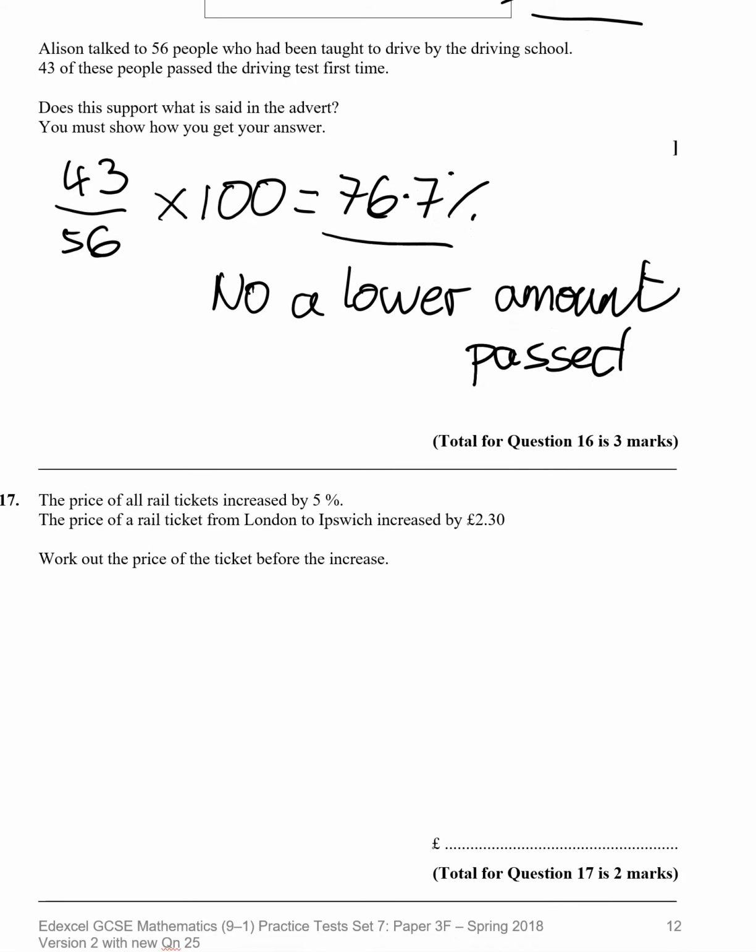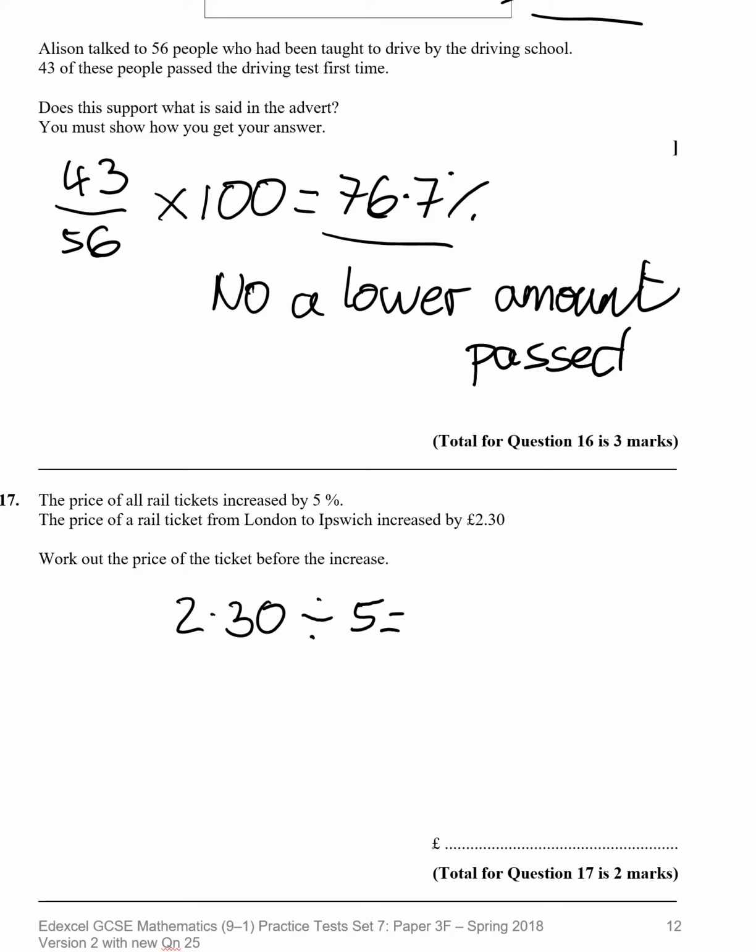Question 17. Price of all rail tickets increased by 5%. The price of the rail ticket from London to Ipswich increased by £2.30. Work out the price of the ticket before the increase. Okay, so £2.30 is 5%. So if we do £2.30 divided by 5, that would give us 1%.